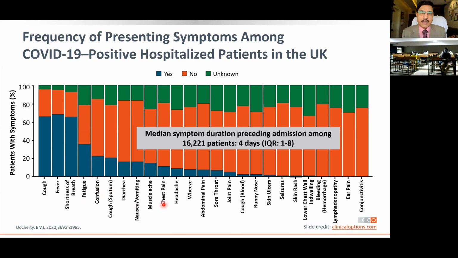Okay, muscle ache, chest pain, headache, wheeze, abdominal pain, these are coming down in frequency, whereas these are the very frequent symptoms and these are the less frequent symptoms. As I told you, this is the first time I am seeing a diagram to put up all the symptoms in one show, to see which are common, which are late. An excellent way of representing. I thought I should show you this diagram.